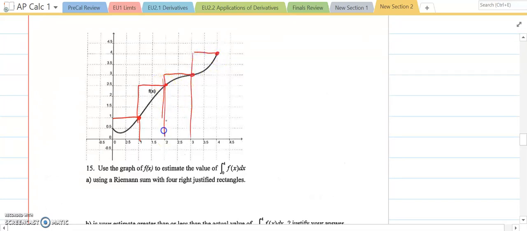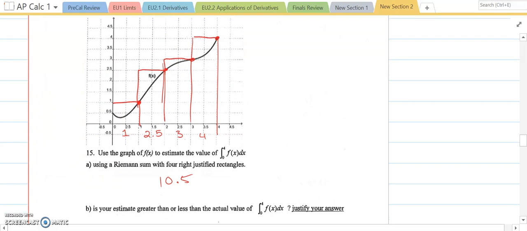Because we're doing right justified rectangles, we're going to be putting all those values together. Your first one was 1 by 1. Your next area was 1 by 1.5. Then 1 by 2.5. The next one gives you 3. Finally, the last one gives you 4. Add those rectangles all together and get your final value: 10.5. That's all the work that you just did, really quick.